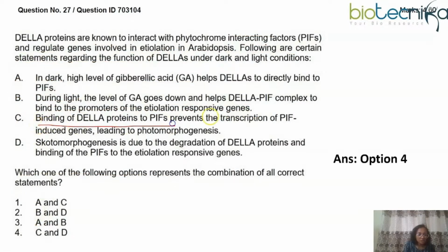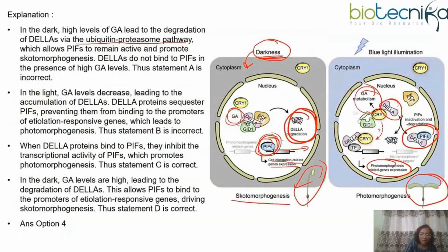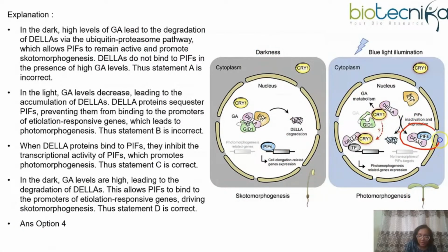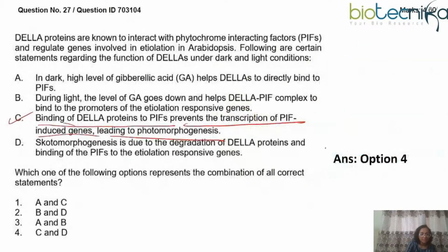Binding of DELA proteins to PIF prevents the transcription of PIF-induced genes leading to photomorphogenesis. Yes, this is exactly what we discussed just now. Binding of DELA to PIFs prevents the expression of etiolation genes but allows the expression of photomorphogenesis related genes. So this is true. And lastly, scotomorphogenesis, morphological changes that happen in darkness, is due to the degradation of DELA proteins and binding of PIF to the etiolation responsive genes.